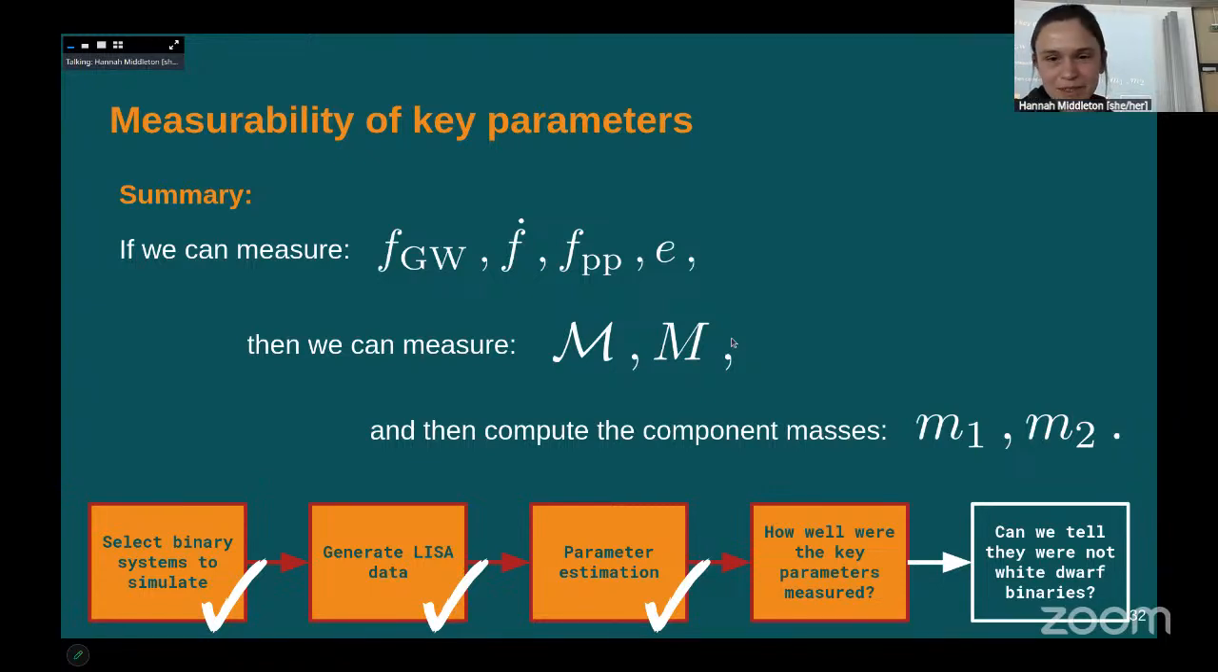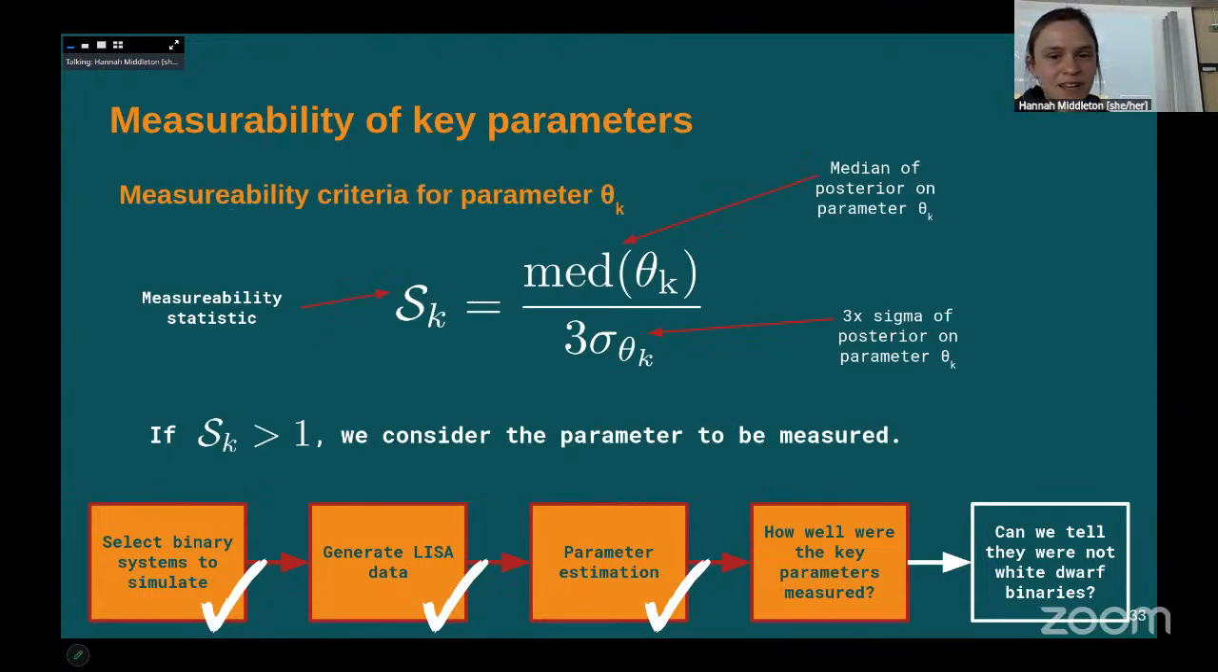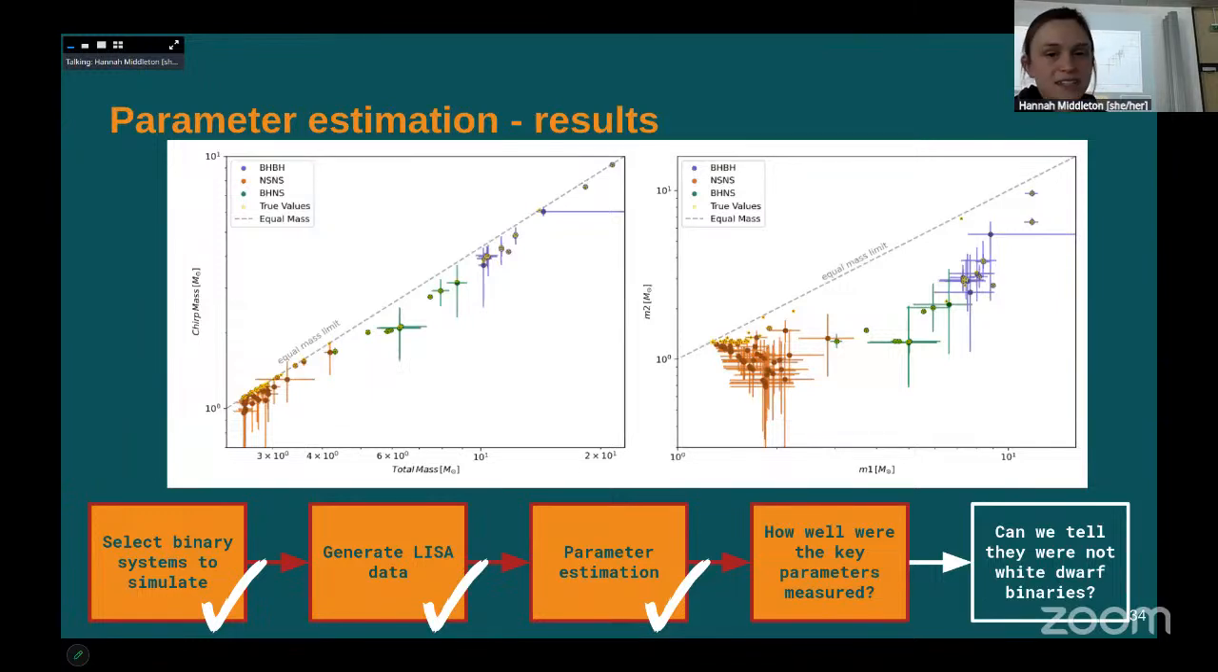Yeah, so we've got these parameters that we'll try and measure, this criteria. So this is an overview of the parameter estimation results that we've got out after we've done the conversion from the sample parameters to the mass parameters. So here we've got the chirp mass and the total mass, and then the 2 component masses, M1 and M2. And then the colors are, so the binary black holes are up here, the black hole neutron stars here, and then the neutron star binaries here. And the crosses indicate the extent of the 90% of the posterior distribution.